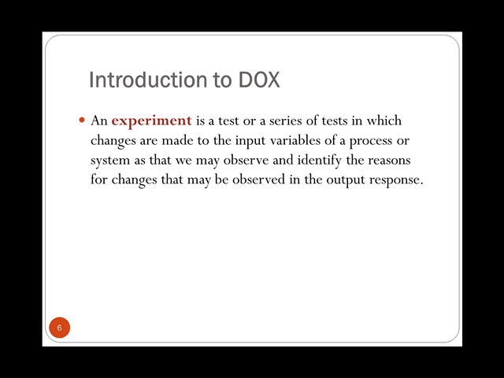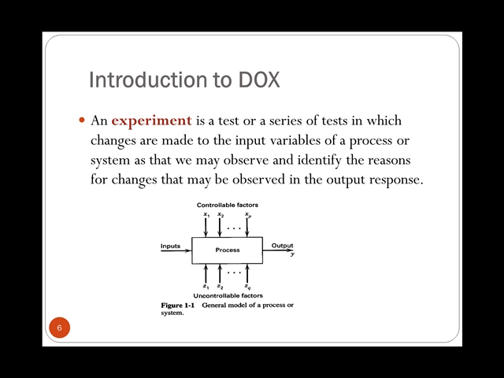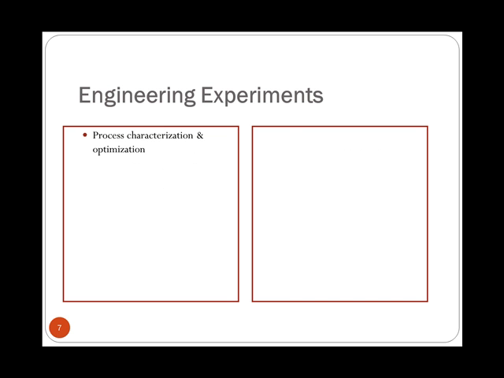An experiment is a test or a series of tests in which changes are made to the input variables of a process or system so that we may observe and identify the reasons for changes that may be observed in the output response. So we have input variables, we have output variables, and we have controllable factors and uncontrollable factors for a process. A process is a combination of operations, people, machines, methods, and other resources.